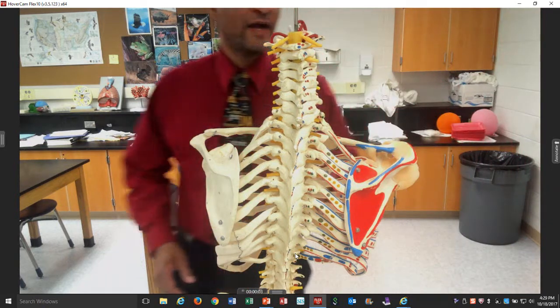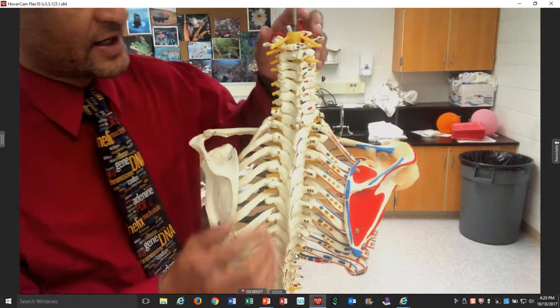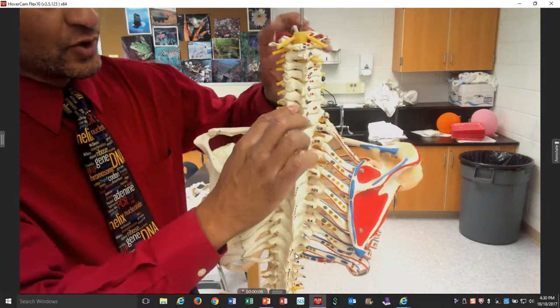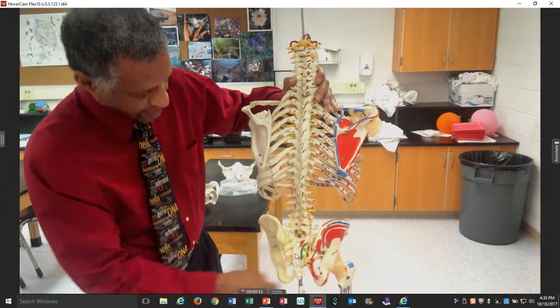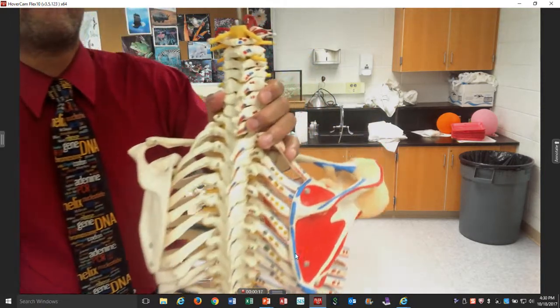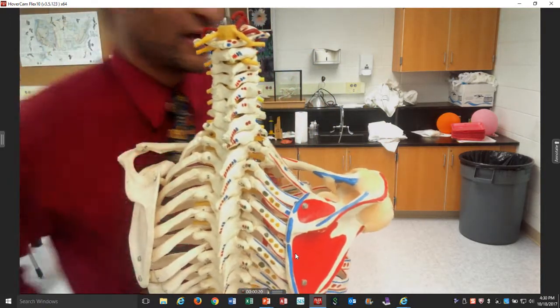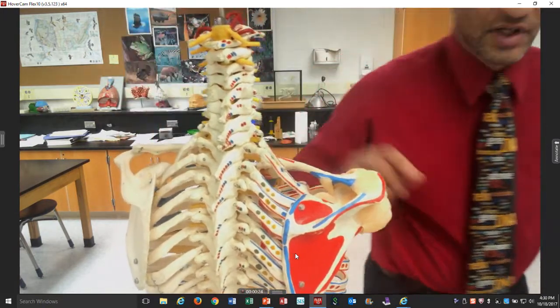Well, we're going to look at these vertebrae. We're going to look at the cervical vertebrae, the thoracic, the lumbar, and even the sacrum. And we're going to look at some disarticulated ones and point out some structures.